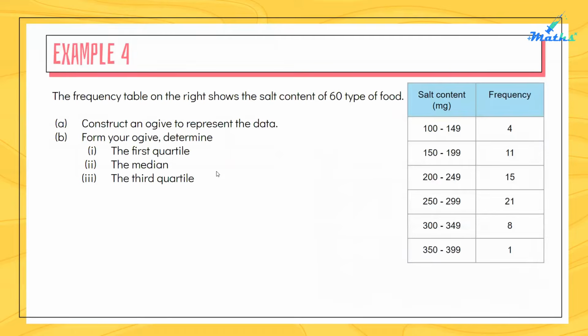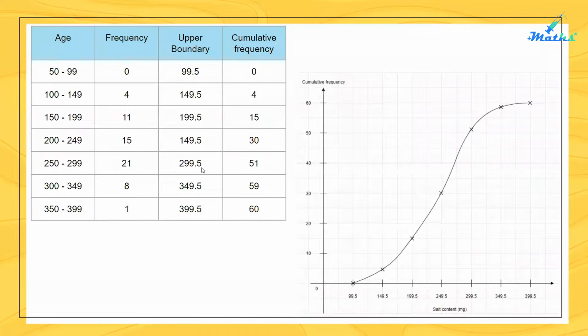Example 4. The frequency table on the right shows the stored content of 60 types of food. A. Construct an ogive to represent the data. B. From the ogive, determine the first quartile, median, and the third quartile. So we make a table, adding frequency, upper boundary, and cumulative frequency. The upper boundary is 99 plus 100 divided by 2, and we get 99.5. 149 plus 150 divided by 2, so we get 149.5.